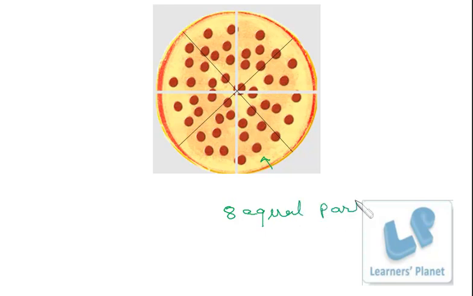8 equal parts, right? So out of eight equal parts, you are eating one part, and every friend is taking one part, right? The whole pizza is one, and eight parts are there. Out of eight parts, you are eating one part. That means you are eating 1/8 of the whole pizza. Okay, your friends are also eating 1/8 of the whole pizza. Okay, 1/8 is this portion.